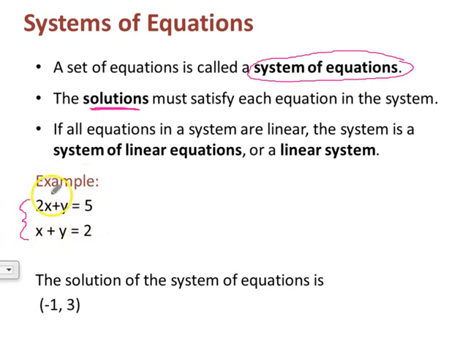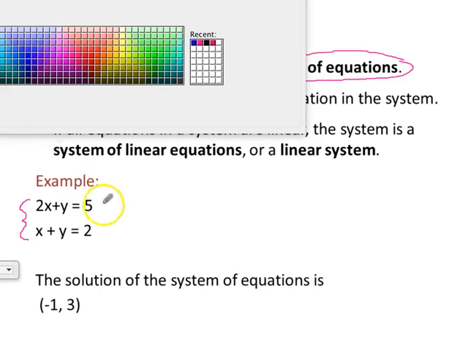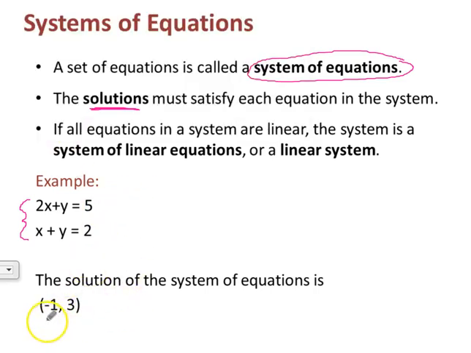So in this example, 2x plus y equals 5 and x plus y equals 2, the solution of the system of equations would be -1, 3. That's because when we plug that value into both of these equations, it makes both equations true. Let's check that really quick. Remember, when we write our solutions as a coordinate, the first coordinate represents the x value, the second coordinate represents the y value. So when I see an x, I'm going to plug in -1, plus y, I'm going to plug in 3, and it should equal 5.